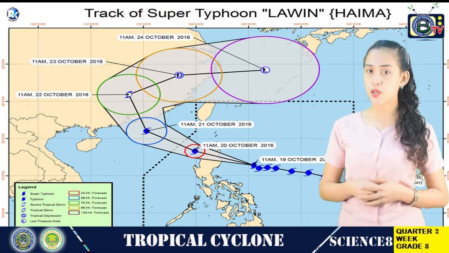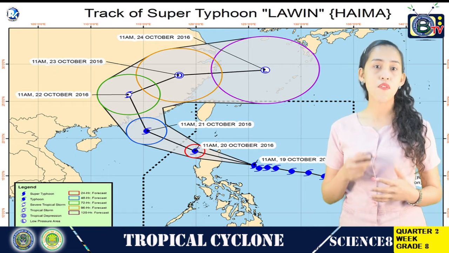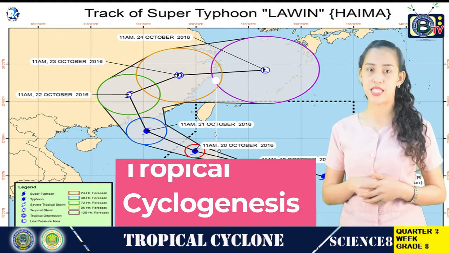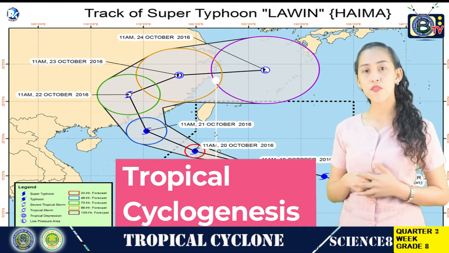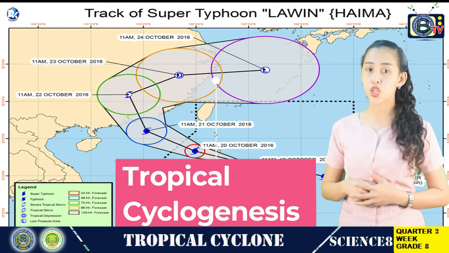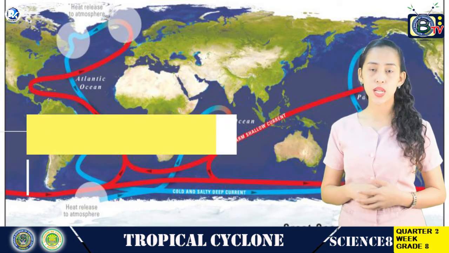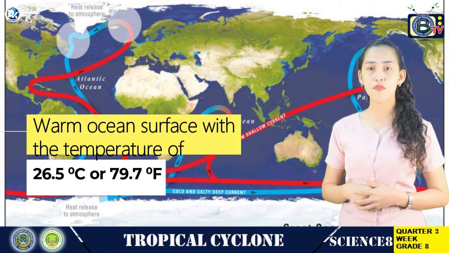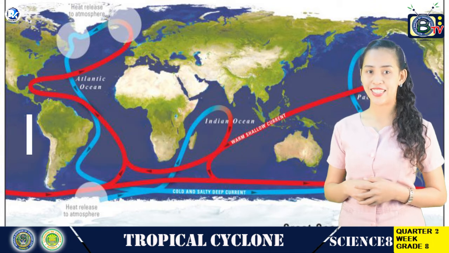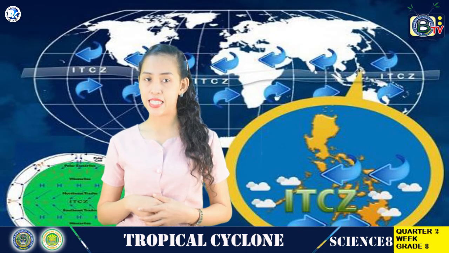Even though a tropical cyclone is known by different names, it has a uniform procedure of how it is formed and developed, called tropical cyclogenesis. This process involves several requirements which, if met, will lead to the formation of storms, such as a warm ocean surface with a temperature of 26.5 degrees Celsius or 79.7 degrees Fahrenheit, and the presence of the intertropical convergence zone, or ITCZ.